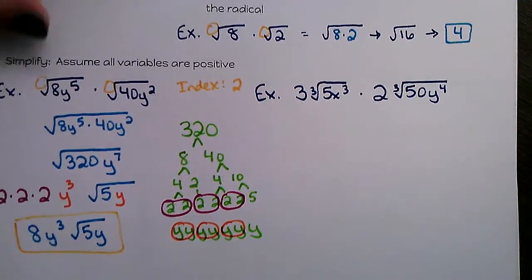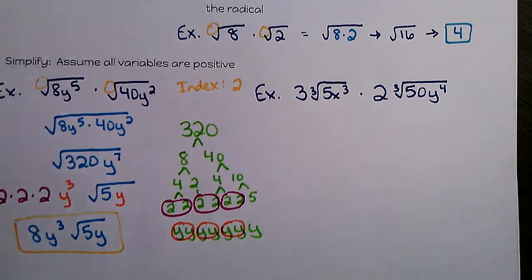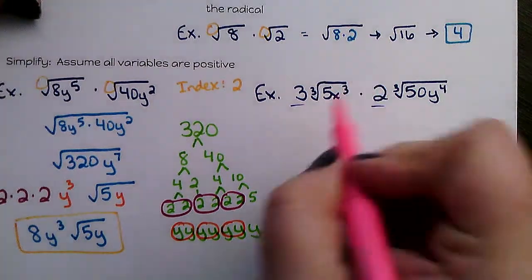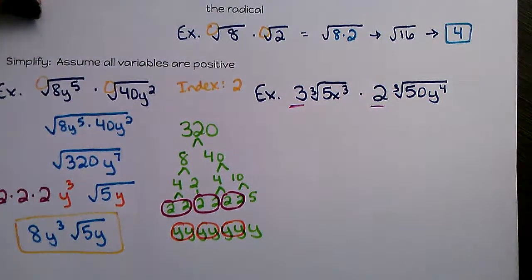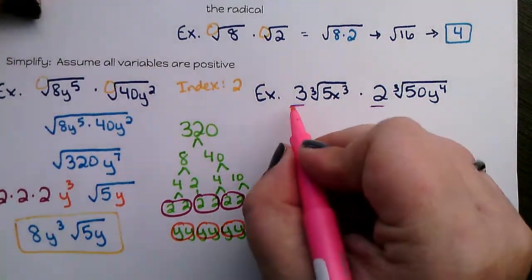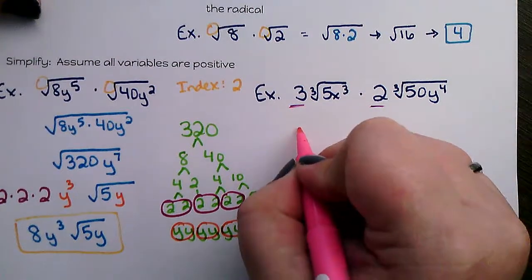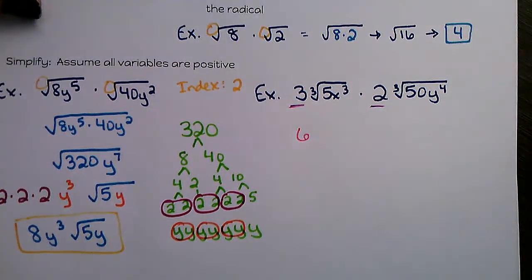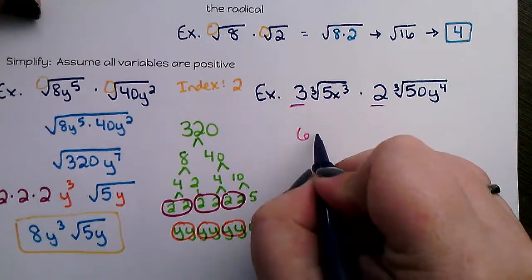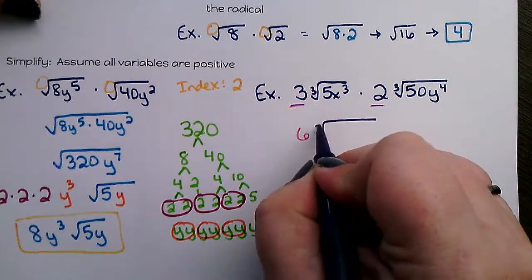This next one, we have a little bit more going on here. Do you see that there's a 3 on the outside and a 2 on the outside? I should do that in a different color. See that 3 and the 2 on the outside? When we multiply, that 3 and the 2 are going to get multiplied and become 6. Then I'm still going to multiply this stuff underneath.